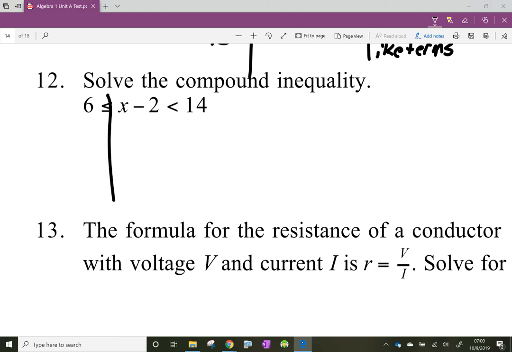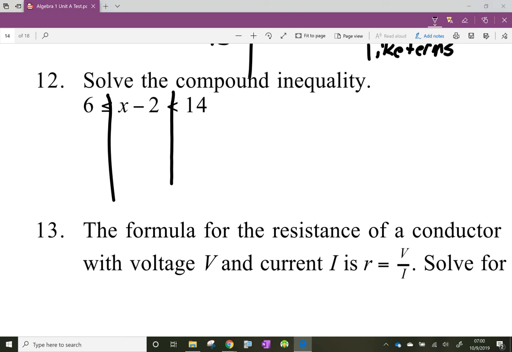Number 12. Here, it's a compound inequality, so we really have like a 3-sided inequality or 3-sided equation. It's not an equation, but people understand what I mean when I say that. Our goal, again, just like anything else, is to get the variable by itself. So x, notice where x is. It's in the middle section. That means I want to get it by itself in the middle section.